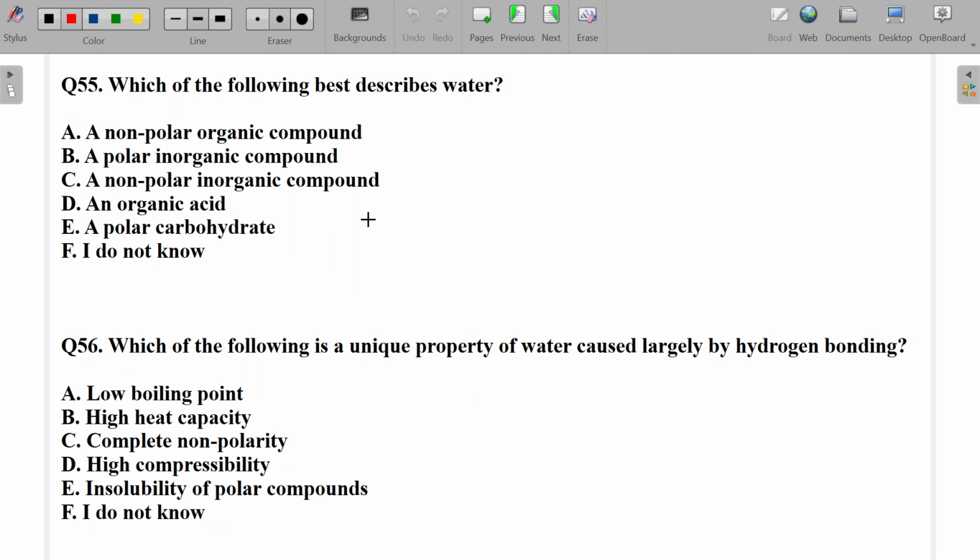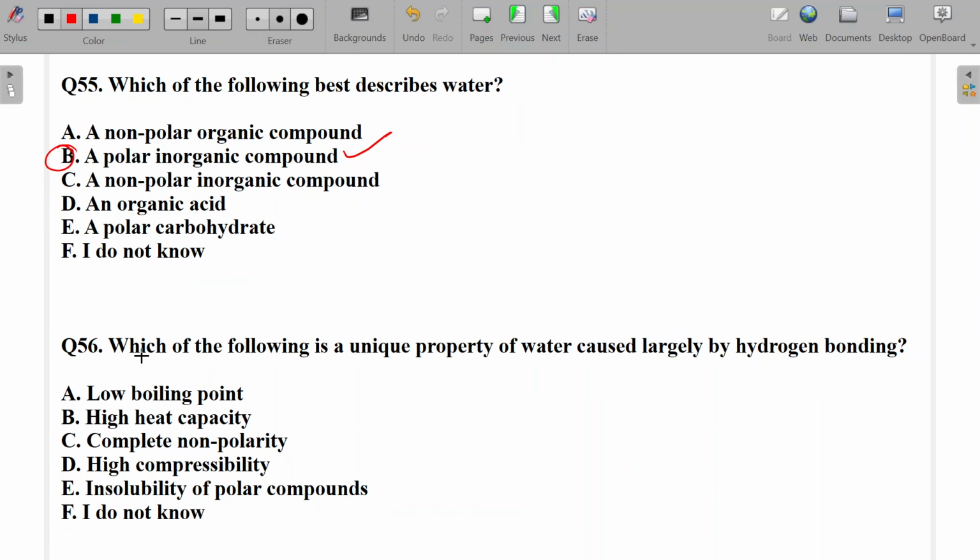Okay, now we have 6 questions on water. So, question 55 says, which of the following best describes water? A. A non-polar organic compound, B. A polar inorganic compound, C. A non-polar inorganic compound, D. An organic acid, E. A polar carbohydrate, F. I do not know. A polar inorganic compound. Yes.